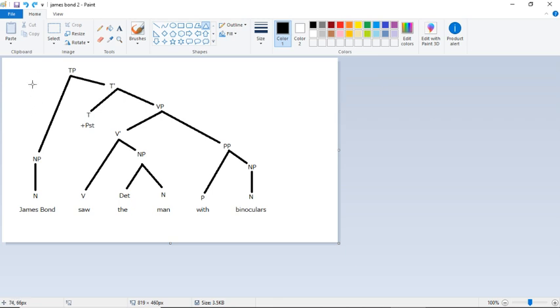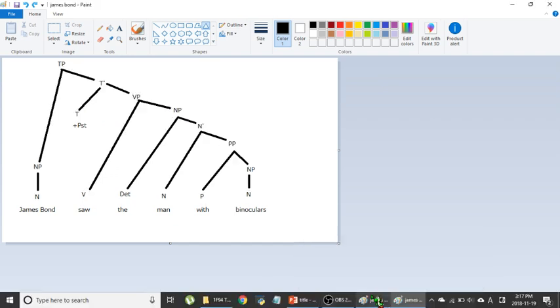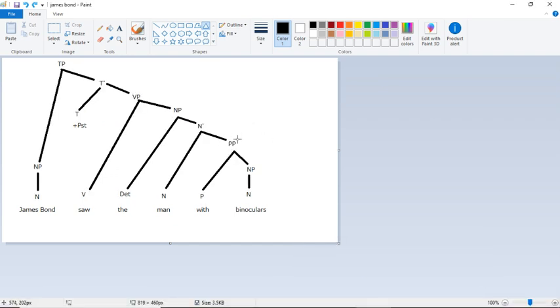Now, the way that this exhibits structural ambiguity is that in one example, the prepositional phrase connects to the V bar to make a verb phrase. But in the other version, the prepositional phrase with binoculars is attaching to an N bar to make a noun phrase that is then part of a larger verb phrase. But that's the way that you want to talk about it. And this is why thinking about sentences in terms of syntax helps us to understand them in a deeper way.